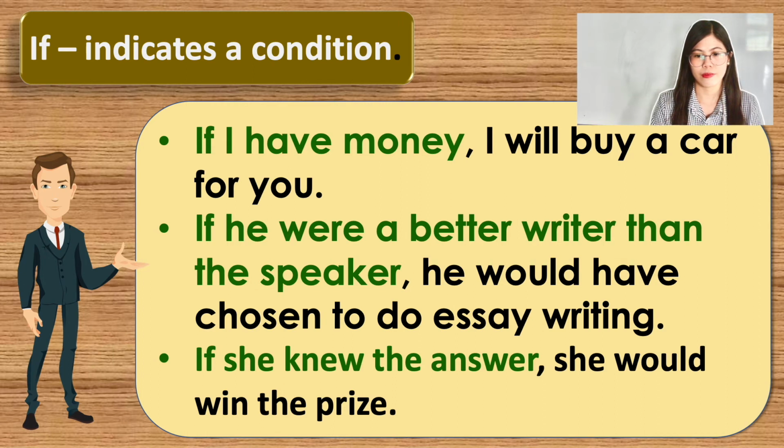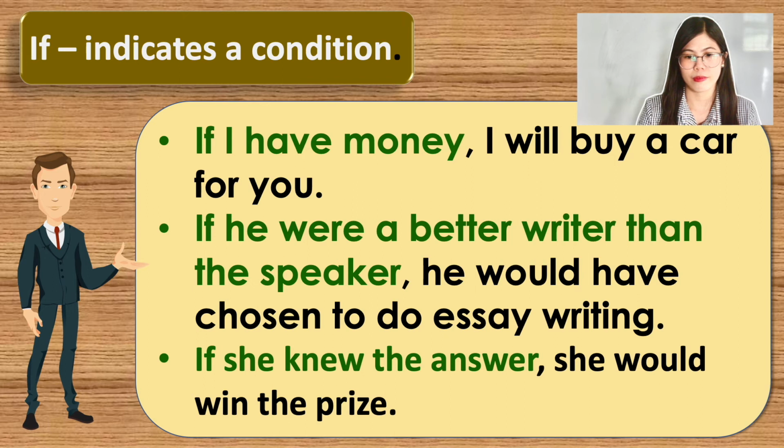Next example, if he were a better writer than the speaker, he would have chosen to do essay writing. So here the condition is if he were a better writer than the speaker, which also serves as our dependent clause. And our independent clause is he would have chosen to do essay writing. Another example, if she knew the answer, she would win the prize. So as you can see here, before she would win the prize, the condition stated is that she must know the answer. So here, the dependent clause would be, if she knew the answer, and the independent clause is, she would win the prize.